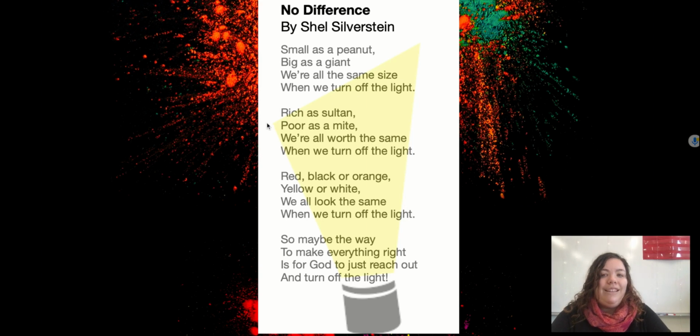You should have found it in the second stanza. Rich as a sultan, poor as a mite. We're all worth the same when we turn off the light. So they're comparing being rich to being a sultan, that's like a king, or poor to being a mite, that's like an ant or a bug. Rich as a sultan, poor as a mite, those are both similes.